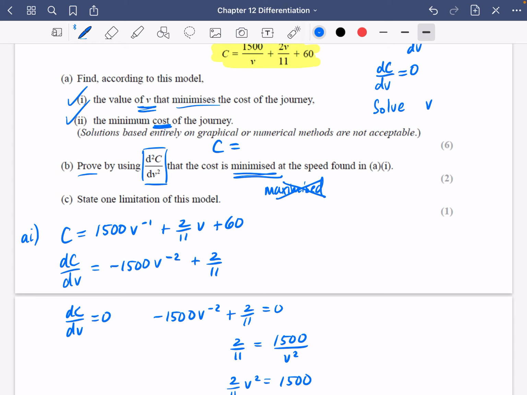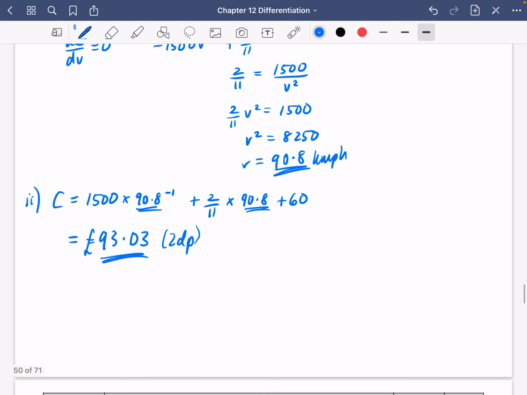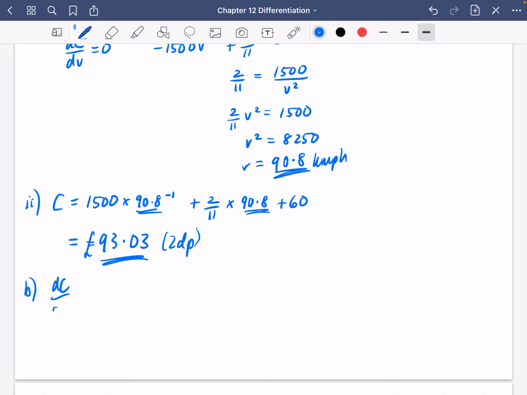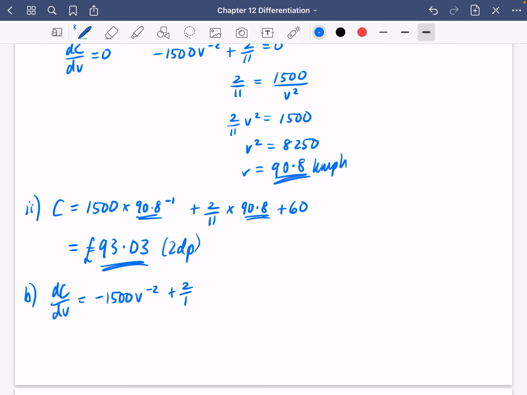So the strategy is, after we differentiate it to get this, if it is a minimum, we want the second derivative to be greater than zero when V is equal to 90.8. So we'll see what happens there. So I'm going to differentiate this. We've got that dC/dV was minus 1,500 V to the minus 2 plus 2 elevenths. So when I differentiate this again, I would get d2C/dV squared. Then I've got the minus times the minus 2 times the 1,500, so I get positive 3,000 V to the minus 3. And that 2 elevenths is going to go when it differentiates.